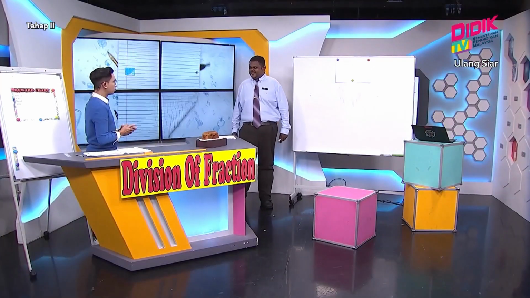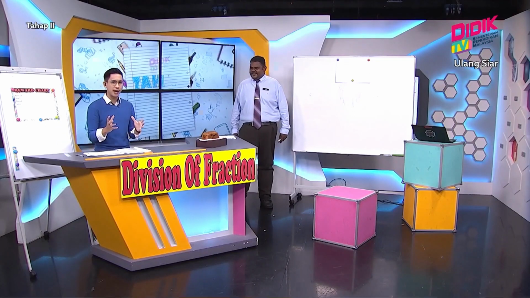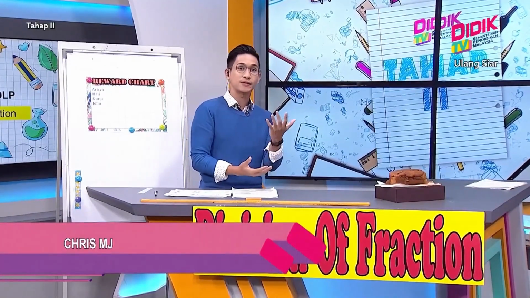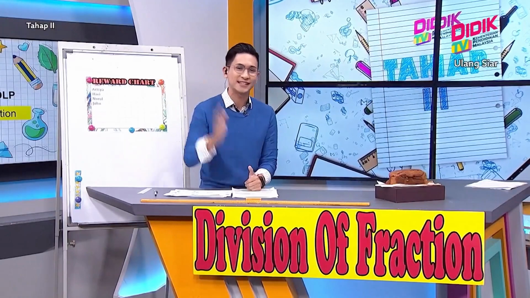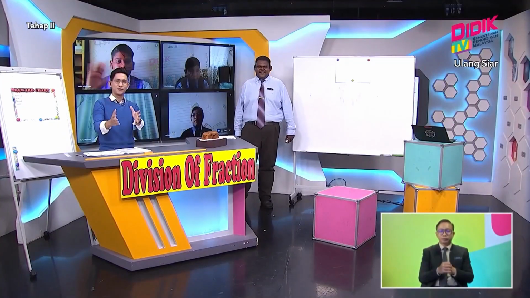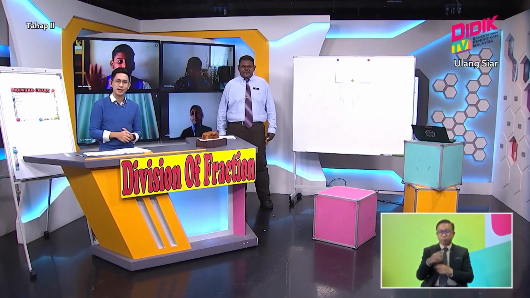Sir, as usual, in a classroom, there has to be classmates, correct? Exactly. There must be students. So besides me as a student, I also have some pupils on Google Meet. Let's say hi to them. Hi, kids. There they are, four pupils. They are ready for today's class.